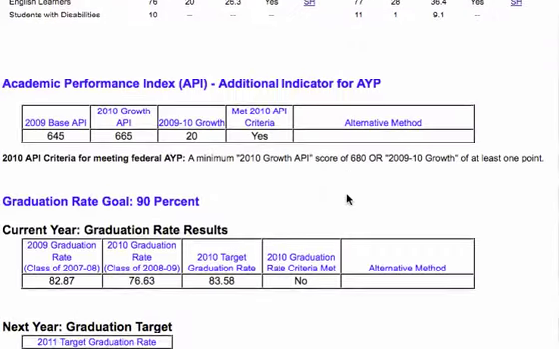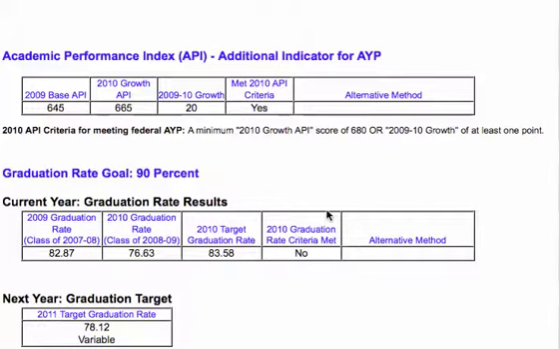Going down a little bit lower, we're looking at the graduation rate, and for this school, graduation rate needed to be at least 78%, a little above, and this year they only had 76%, a little bit above. And that's only for high school, obviously. This is a very important test.